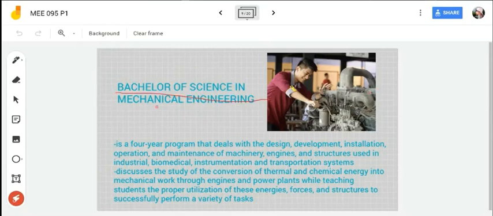Another definition for your BS Mechanical Engineering is that it discusses the study of the conversion of thermal and chemical energy into mechanical work through engines and power plants, while teaching students the proper utilization of this engine, forces, and structure to successfully perform a variety of tasks. Those are the definition or the scope of the program Bachelor of Science in Mechanical Engineering, and we will be learning more on that in this topic.